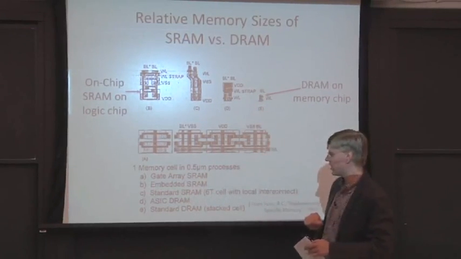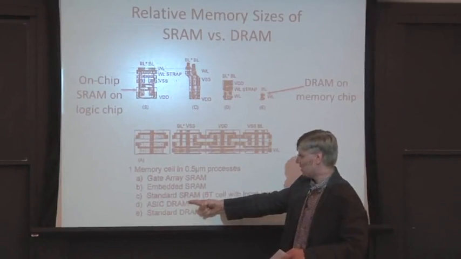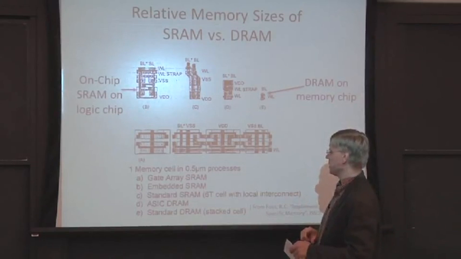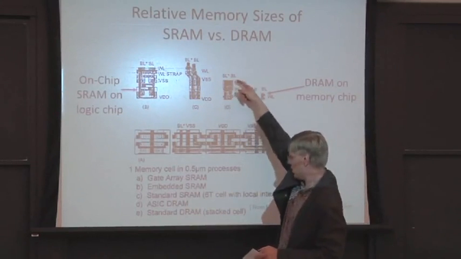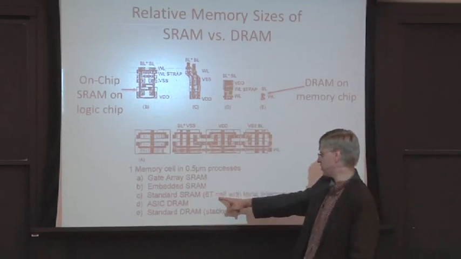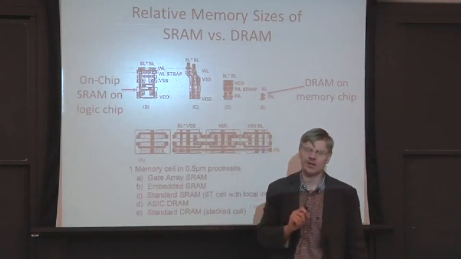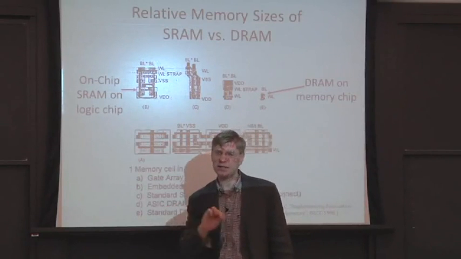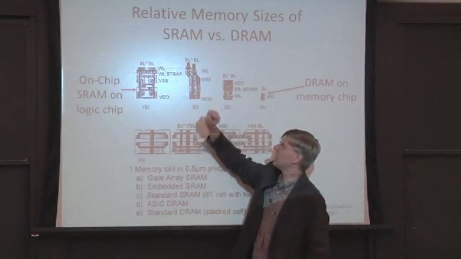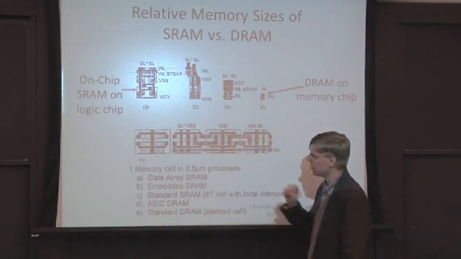And some other interesting things on this diagram: we have a DRAM on a traditional ASIC process, which is here. Here we have a 6 transistor cell with local interconnect. It's a little bit smaller. What local interconnect means is you can use the poly layer, or the polysilicon layer, of your process to do interconnection, so you don't have to use wires for everything. So the layout gets a little bit denser.